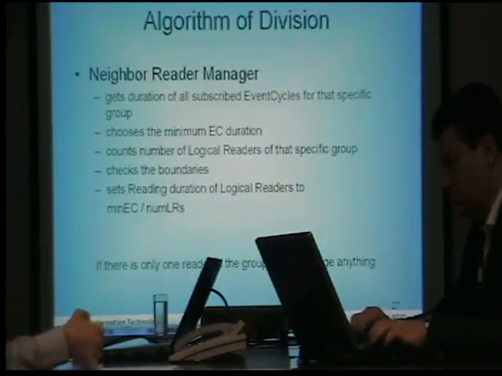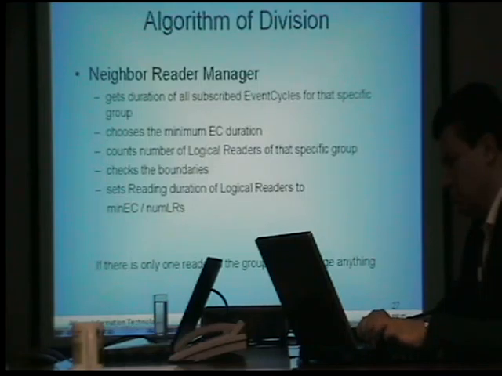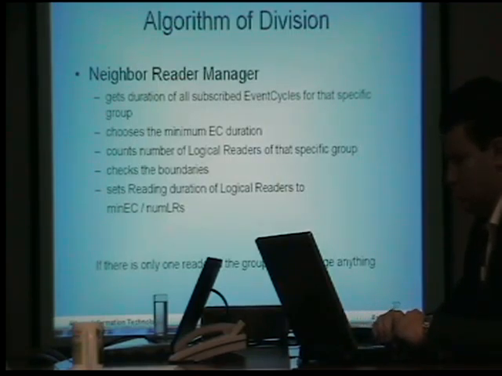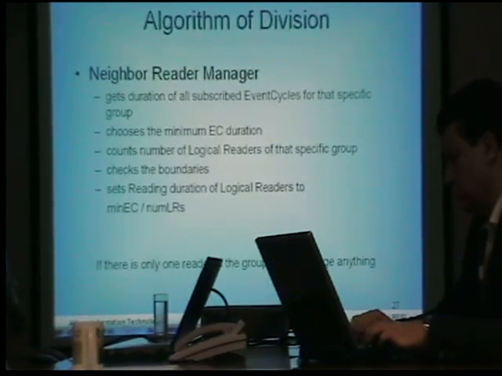So the algorithm of division is the following. It gets the duration of all subscribed event cycles for this specific group, chooses the minimum event cycle duration, checks the number of the logical readers, checks the boundary specification, and divides the minimum event cycle between these neighbor logical readers.